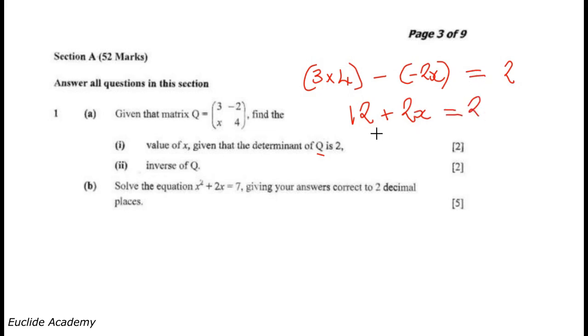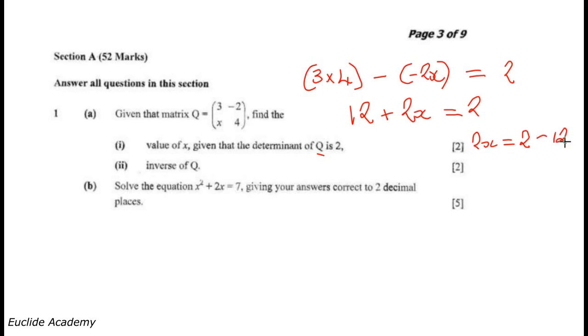Okay, and then this is simply an equation that should be grade 8 or 7 level, which we can easily solve. So we can say 2x is equal to 2 minus 12, because I'm going to bring 12 to the other side, or subtract 12 from both sides of the equation, whichever way you choose.